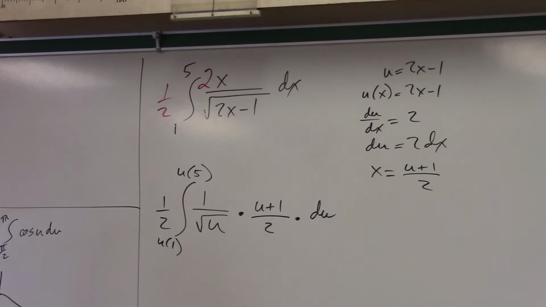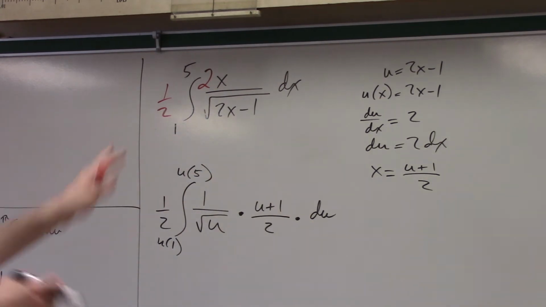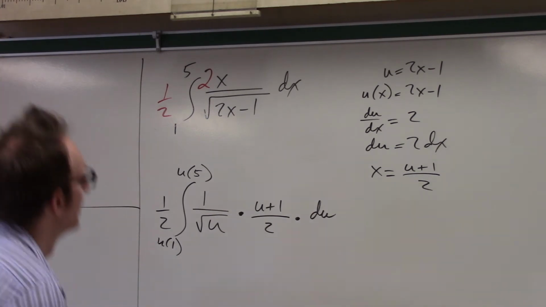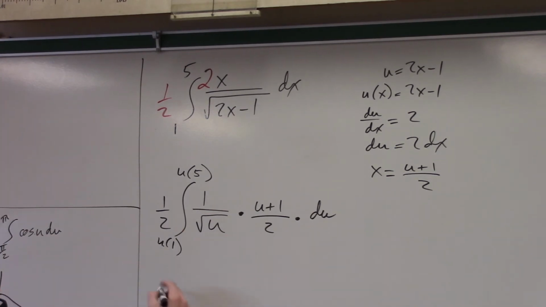Calvin, is that what you're going to say? Question? Pull out a half from the u plus 1 over 2, yeah. Obviously I have some more work to do here. So yeah, I can pull out a half, so this becomes 1/4. Let's see, what is u of 1? It's just 1, sorry, and u of 5 is 9. So this becomes 1/4, the integral from 1 to 9 of u plus 1 over root u du.